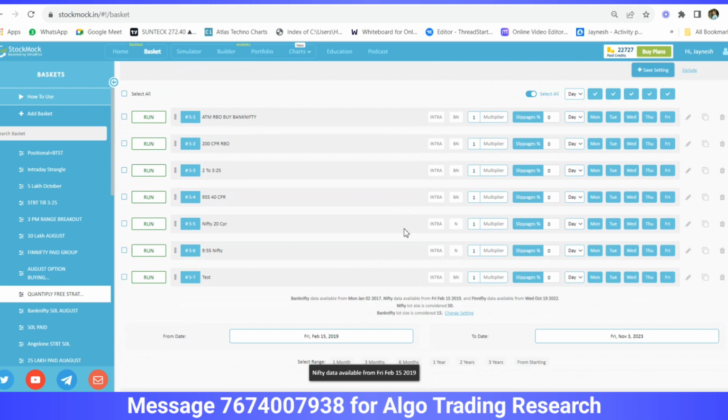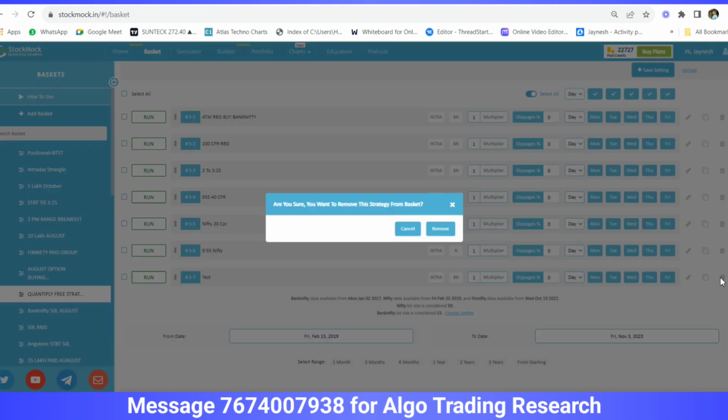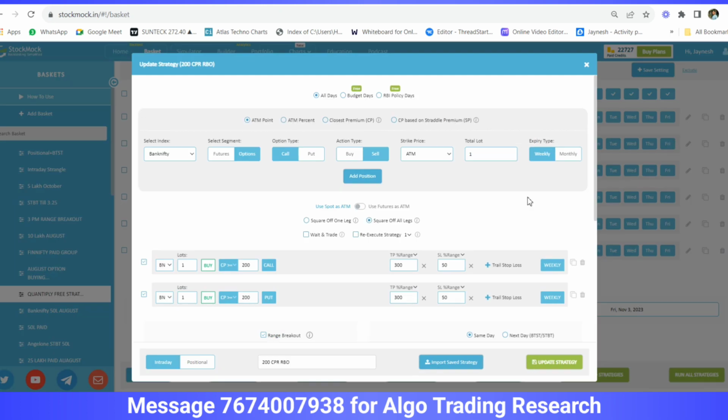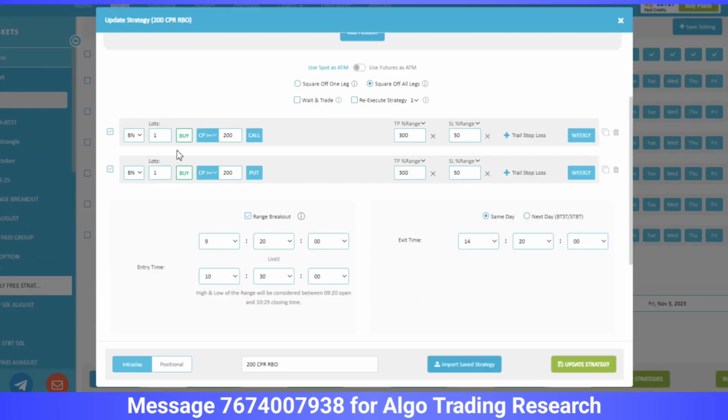Okay, so this is one of the strategies that we had designed here. Now here, this was the strategy that we are going to buy a call with premium greater than 200 rupees, and a put with premium greater than 200 rupees here. Target we have kept at 300% of the range. Target percentage range is 300% of the range. This will be dependent on the range here.